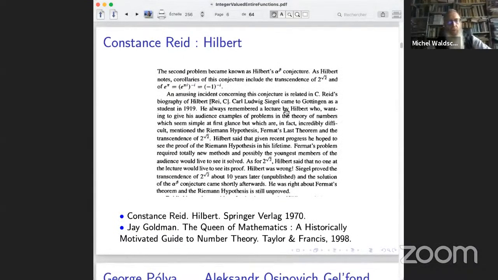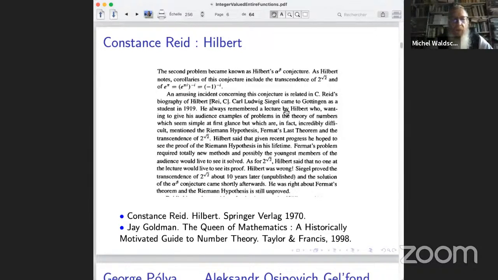In her book on Hilbert, Constance Reid wrote the following. There was a lecture by Hilbert in Göttingen, and Carl Ludwig Siegel was a student at that time in Göttingen. Siegel attended the talk by Hilbert.